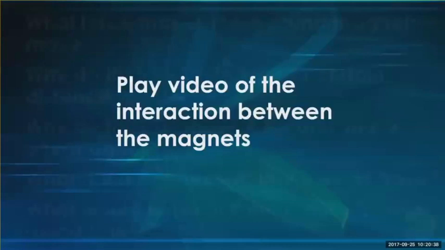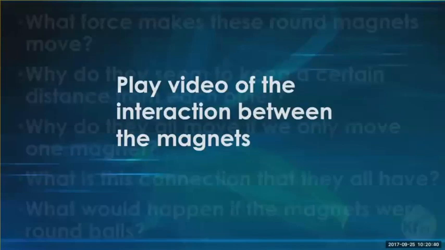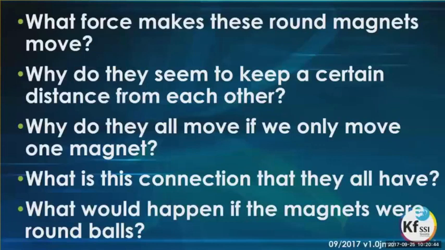So it's very interesting when you start viewing them from the round magnet's point of view, is that they will all find their position. So we have to ask a few questions about these round magnets. What force is making these round magnets move? If we move one of them, what's making the other one move? And why do they seem to keep a certain distance from each other? Why do they all move if we only move one magnet?